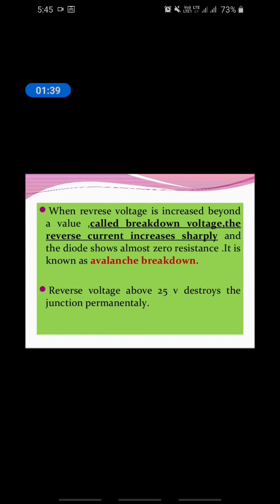When reverse voltage is increased beyond a value called breakdown voltage, the reverse current increases sharply and the diode shows almost zero resistance. It is known as avalanche breakdown. Reverse voltage above 25 volt destroys the junction permanently.